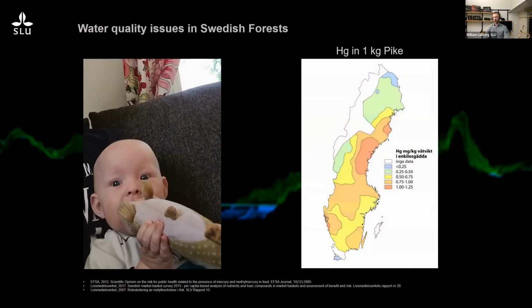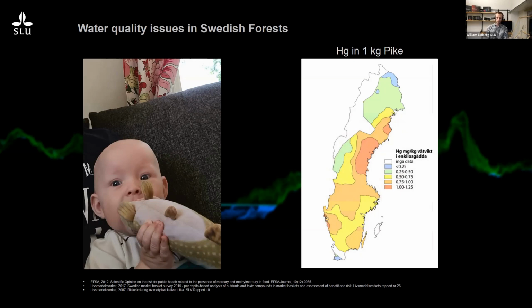I'm just going to bring up mercury as an example. The deposition of mercury is not caused by forestry. It's caused by burning fossil fuels. But the mercury is now in the ground, and if we damage the ground, this mercury will start to leak out into the water. So about 15% of all the mercury in Swedish fish is related to Swedish forestry.